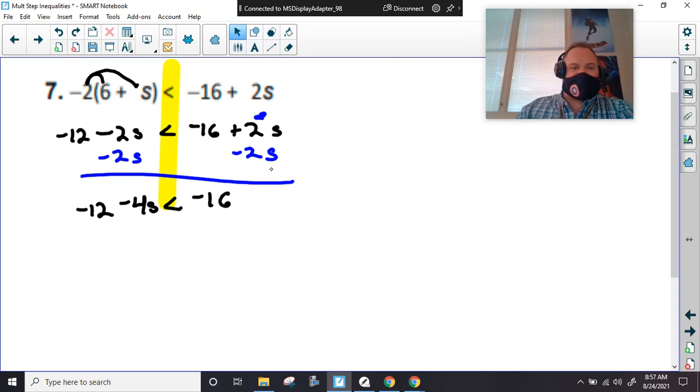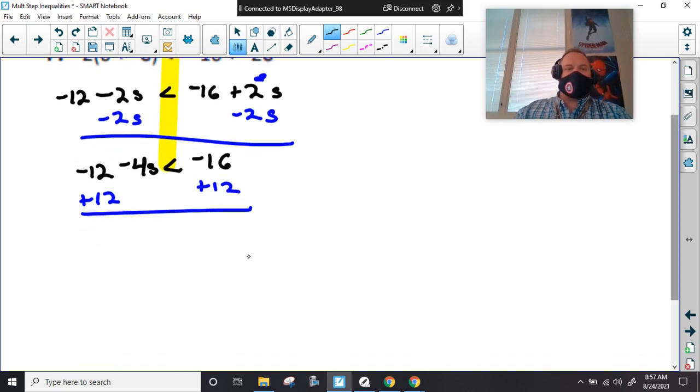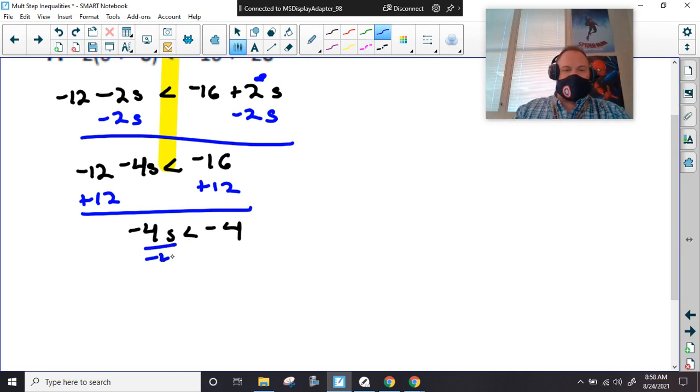Now, all right, now I got to get my constants over here. So I got to do the opposite of minus 12 by adding. See, this is why I said something doesn't smell right about this problem. Okay, this is not looking like what we had earlier at all. Because we're about to divide by a negative 4.